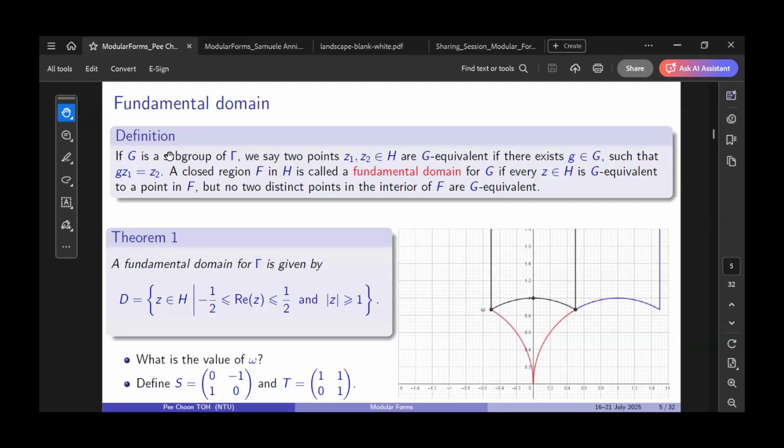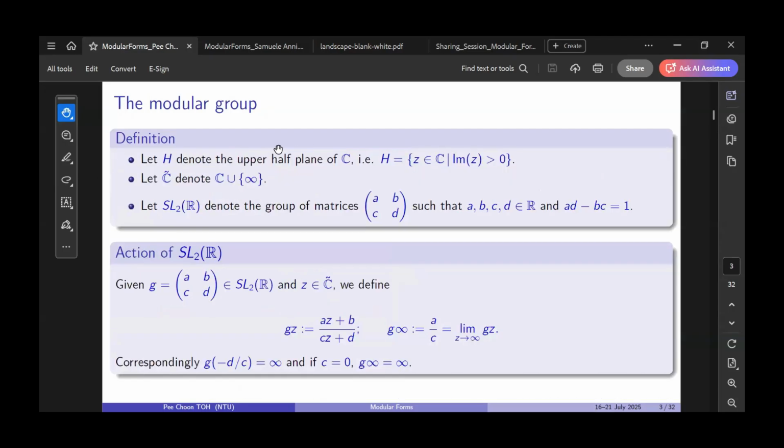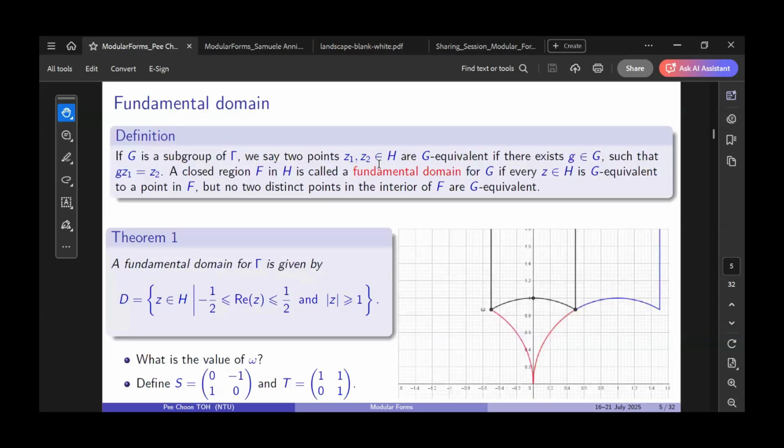if G is a subgroup of gamma, we say two points Z1 and Z2 in H are G equivalent. Remember, H is the upper half of the complex plane. So basically, this H is this one. We say that two points Z1 and Z2 on H are G equivalent if there exists a matrix G such that G Z1 is equal to Z2.